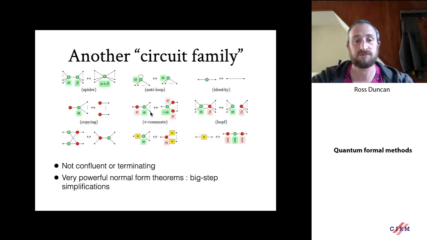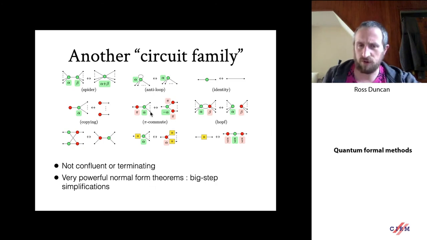So here are some axioms that you probably haven't seen before. This is a very powerful equational theory, but it's a very ill-behaved rewriting theory because it's not confluent and it's not terminating, because you can always find a way to undo a rule that you've already done. On the other hand, the theorems available in the ZX calculus are very good.